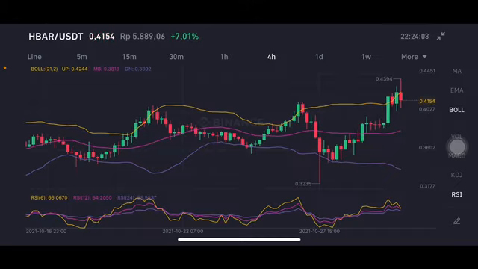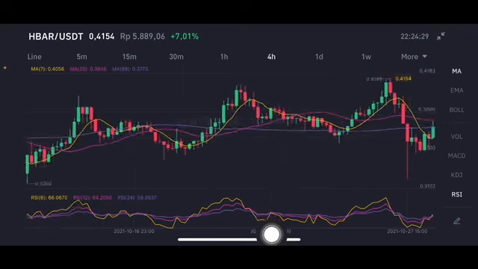So now I'm going to use the HBAR per USDT pair. Using a 4-hour chart first, it's already below the upper band at 0.4244 US dollars. If you want to enter, you can slightly enter at 0.32 until 0.35. RSI and stochastic are still in the neutral position.